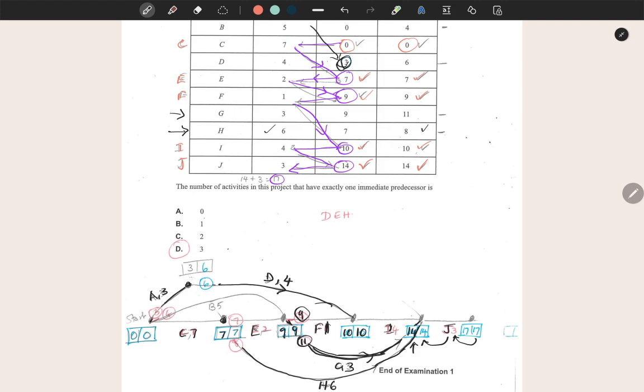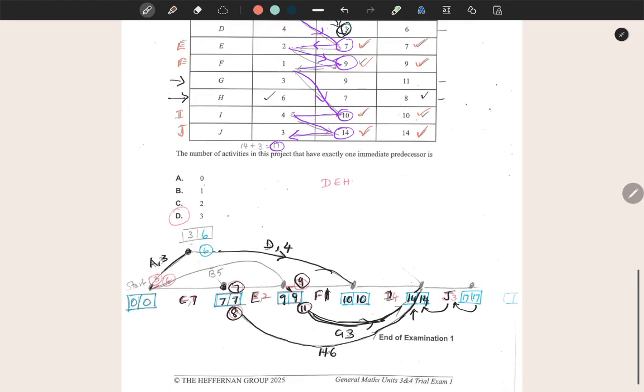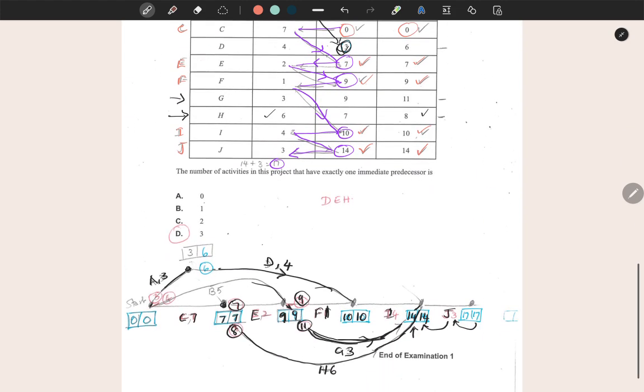And then if you go along E, 9 take away 2 is 7, and there's another edge coming to the same point, which is along H, that is 14 take away 6 is 8, and the smaller number chosen is 7. And then we still have B to do. Latest start time is 4, duration was 5, it would have been completed at 9 weeks, so I can see the 9 here, and so take the edge back from there, and the earliest starting time for B is 0, so it connects here.